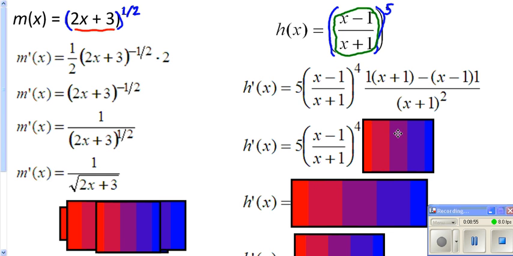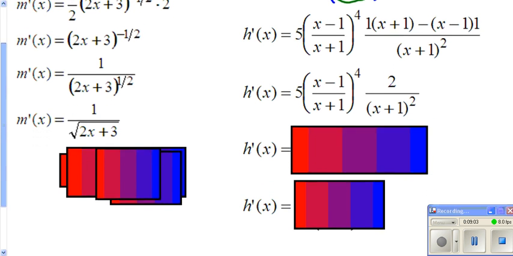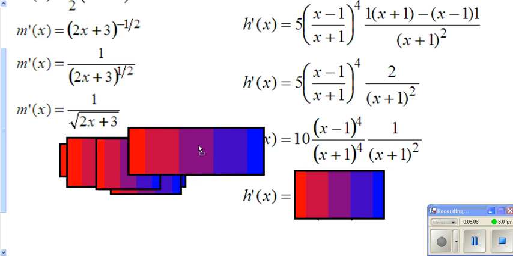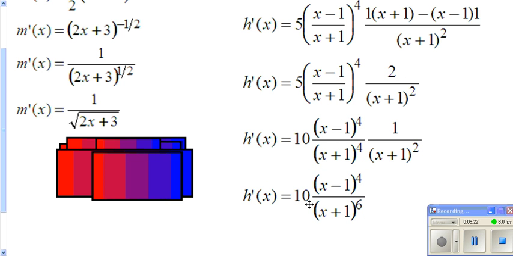So the first part doesn't change. Second part, you simplify the top, you get a 2. Apply the 4th power to each part of your fraction here. 4th power in the top, 4th power in the bottom. The 10 comes from your 5 times your 2. Then we could write it as one fraction here, a 10 times x minus 1 to the 4th. On the bottom, you got two things that are the same, so you got to add your exponents when you multiply them.